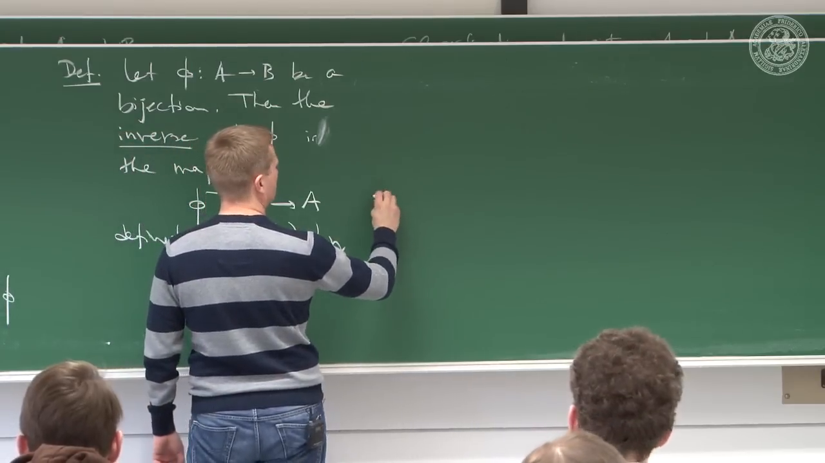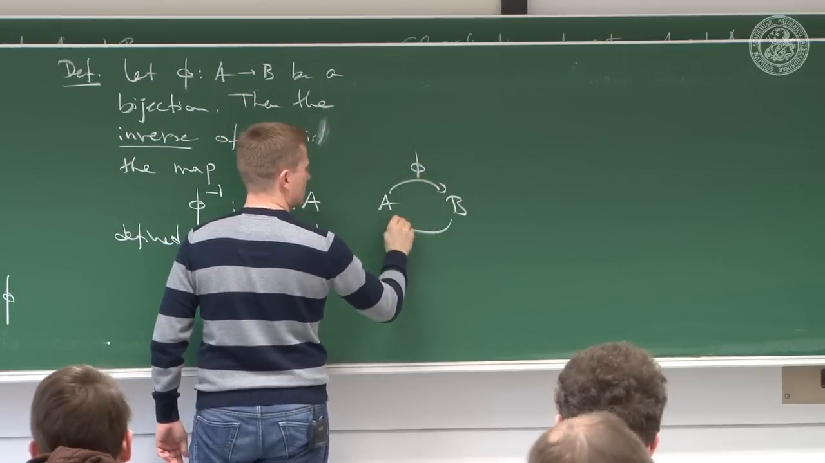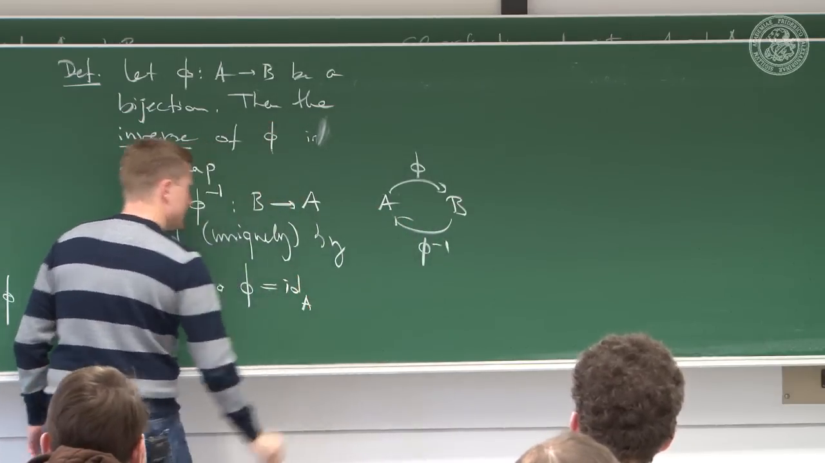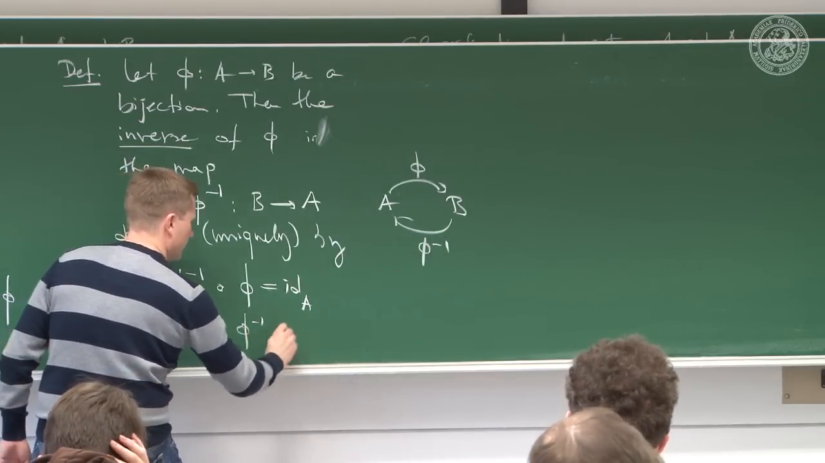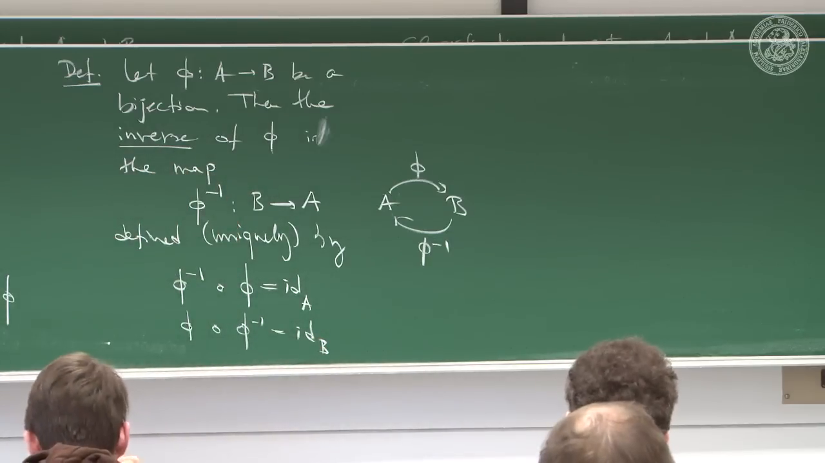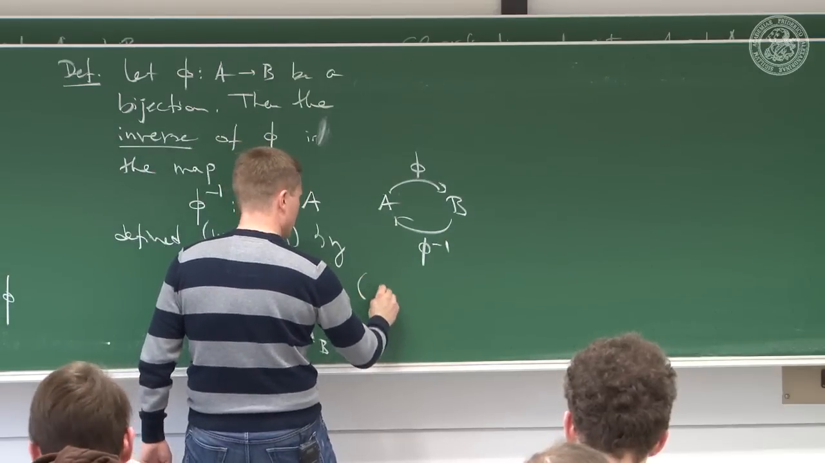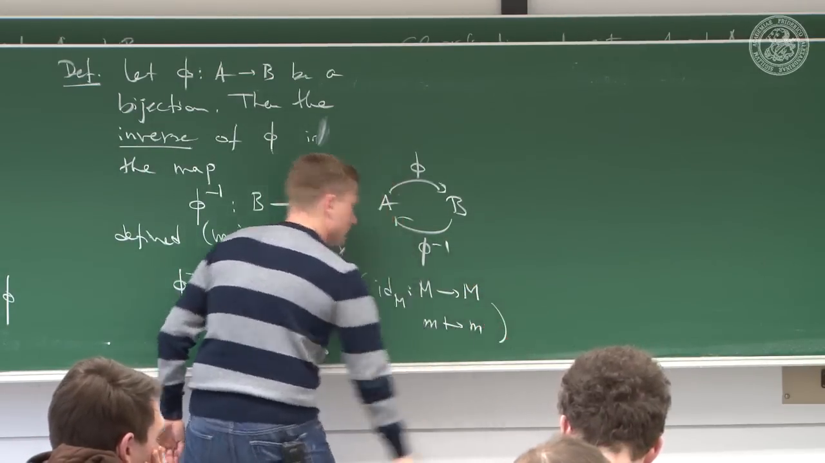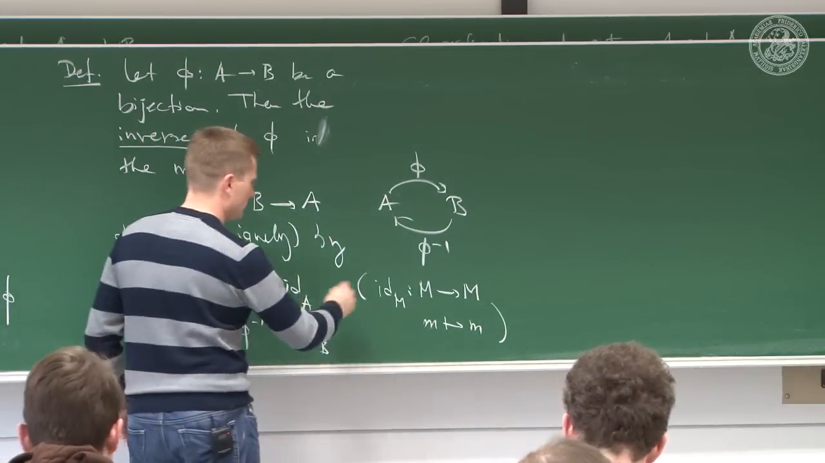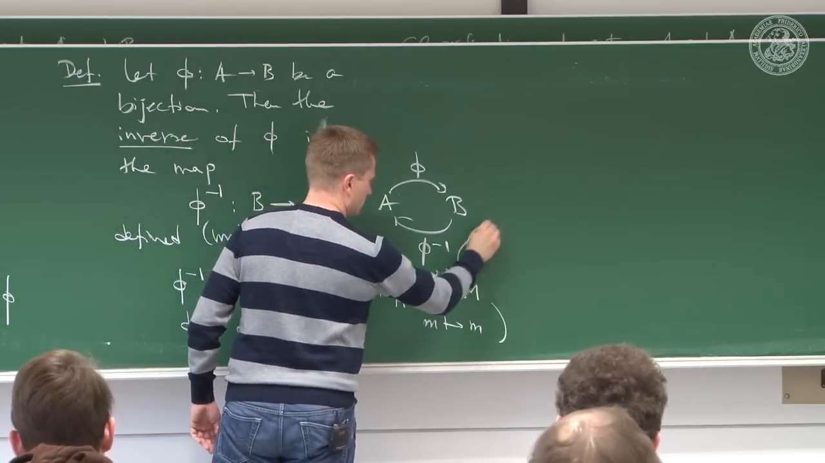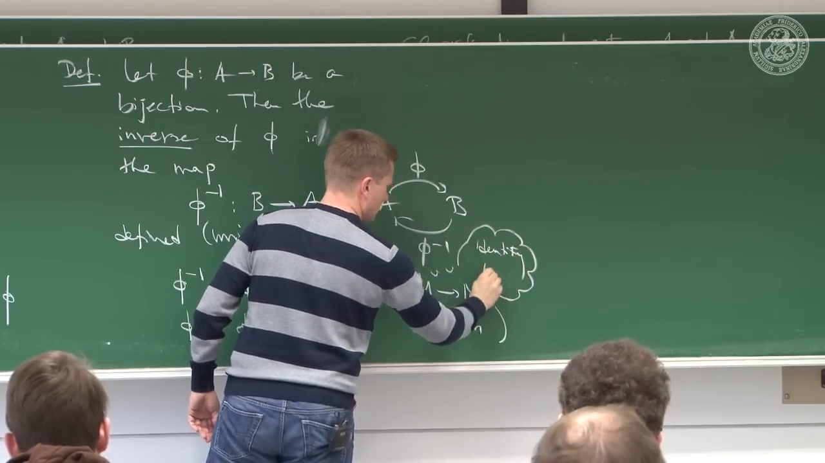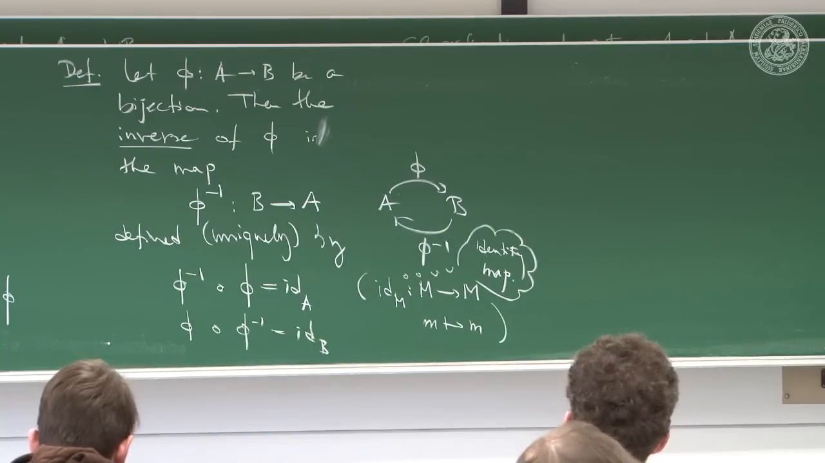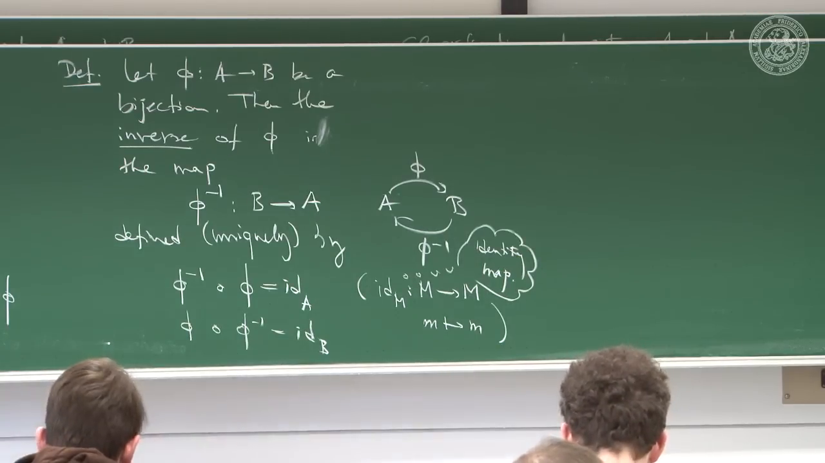Well, let's, for practice, write the diagram. A, B, phi goes like this, phi inverse goes like this. So if you phi inverse after phi, you go back to A, you require that the result is the identity on A, and if you go the other way around, phi after phi inverse, then it's the identity on B, and the identity on a set M is a map from the set to the set where every element of the set gets assigned to itself. That's the identity map. Which obviously we have for every set. Okay, so an inverse only exists for bijections.